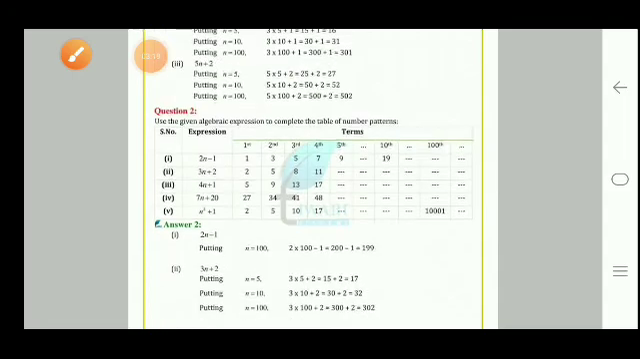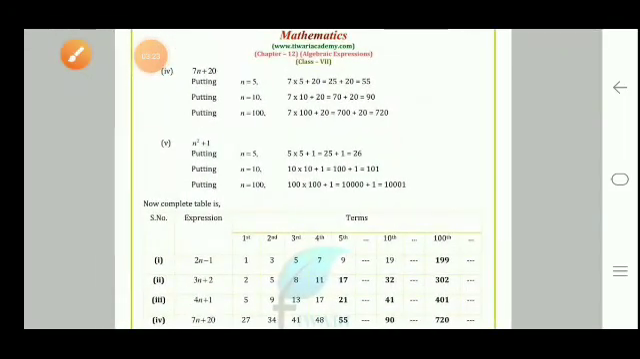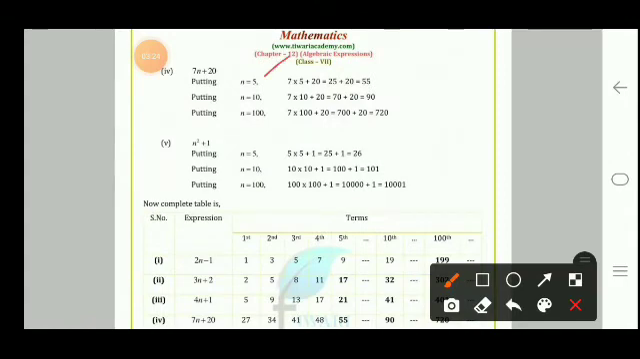Then moving to the next part, it is given 7n plus 20. So n equals 5, 7 into 5 plus 20, answer 55. Then 7 into 10 plus 20 is 90, then 7 into 100 plus 20 is 720. Then the formula n square plus 1: putting n equals 5, we have 5 into 5 plus 1, 26. Then n equals 10, 10 into 10 plus 1 is 101. Then n equals 100, 100 into 100 plus 1, that is 10,001.